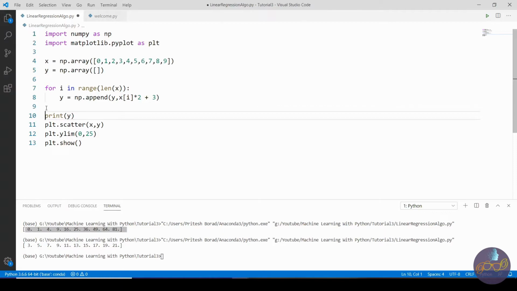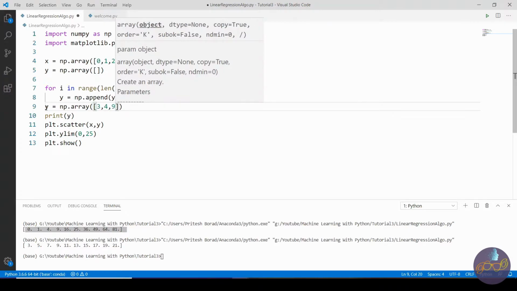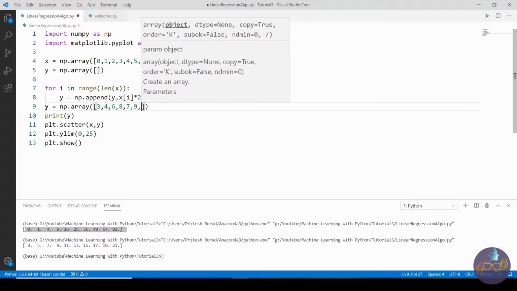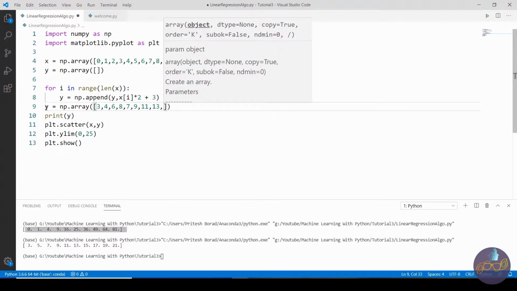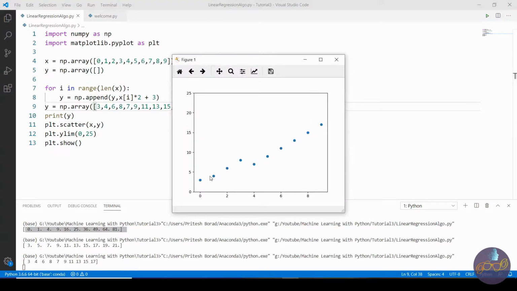Now let's make a numpy array of nonlinear values. So write y is equal to np.array and write any 10 nonlinear values. Try to write them in increasing order, because when we plot the regression line, it will be easy to understand. That's it. Now let's observe the scatter plot. So run the code. Here you can observe the nonlinear scatter plot. Now it will be difficult to find the equation of this plot.